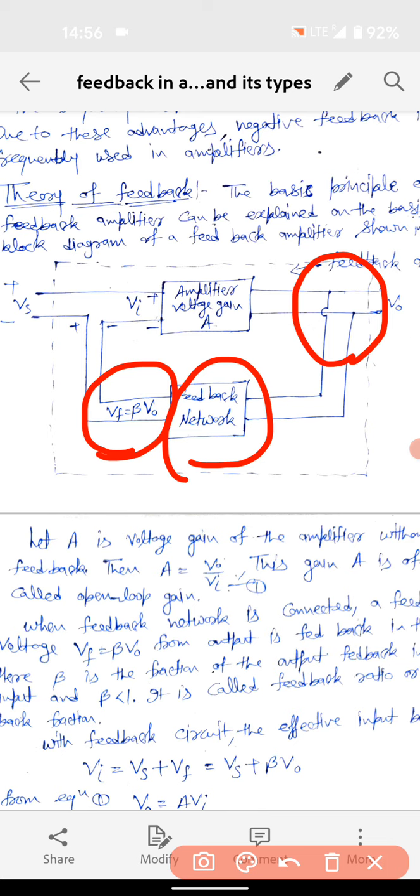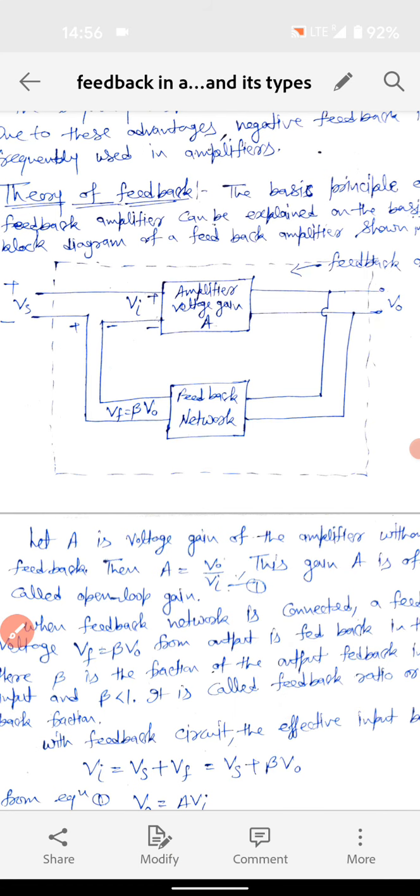Vf is beta times V0. So this fraction of the output voltage will again be given to the input. So this is the block diagram of a feedback amplifier, and now we'll discuss its working.